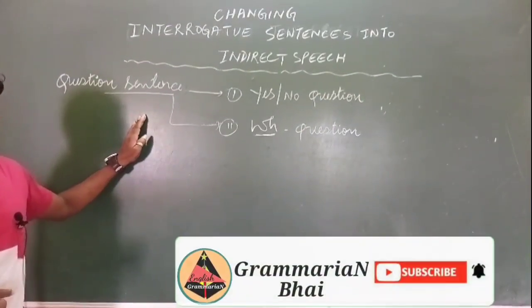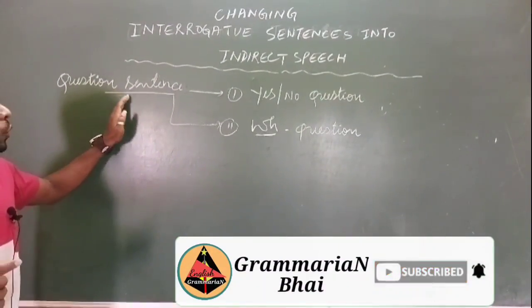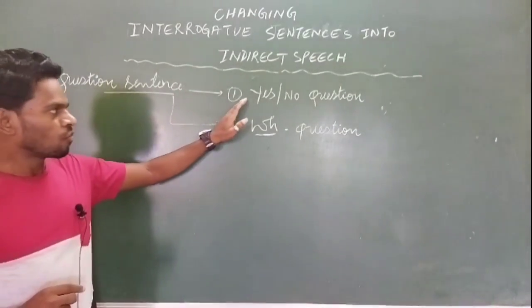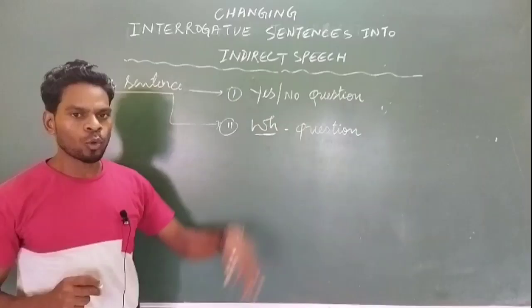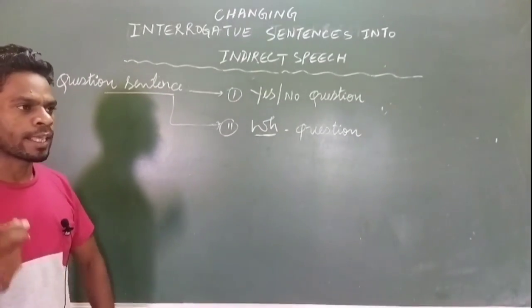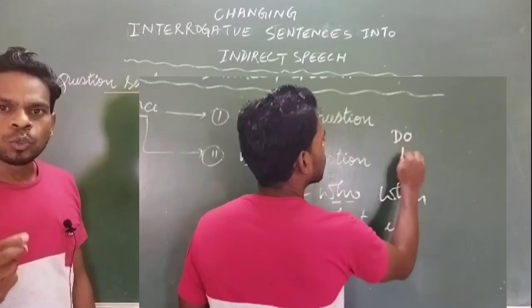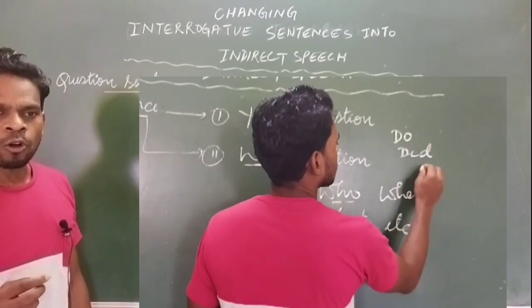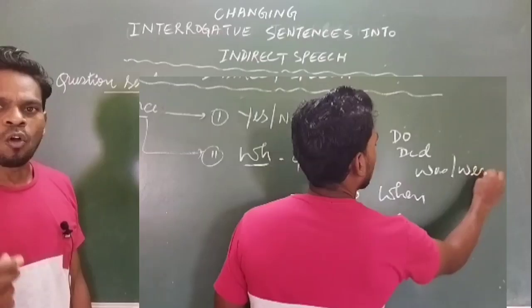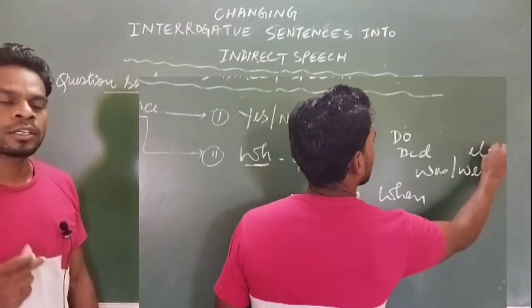Today we are going to learn how to change interrogative sentences into indirect speech, meaning how a question sentence can be changed into indirect speech. Mainly there are two types of question sentences. The first one is the yes/no question. When we say yes/no question, then mostly we use a helping verb or auxiliary verb at the beginning to form or construct a question.